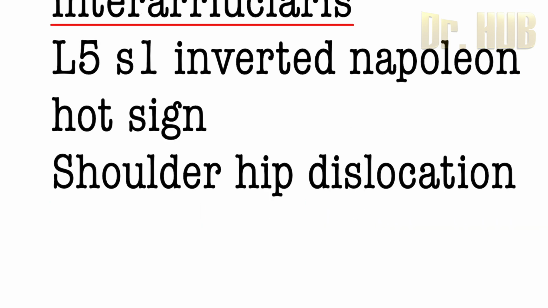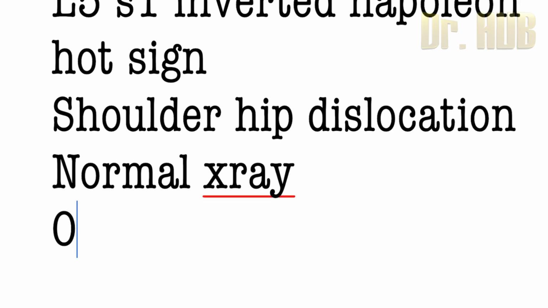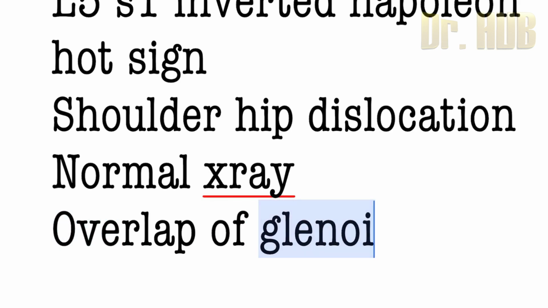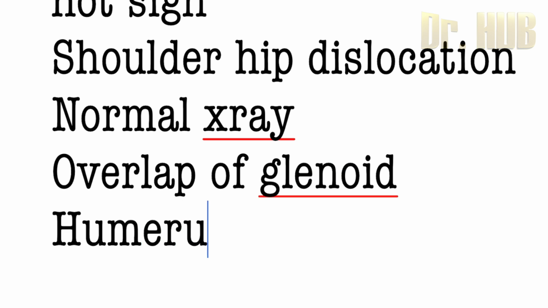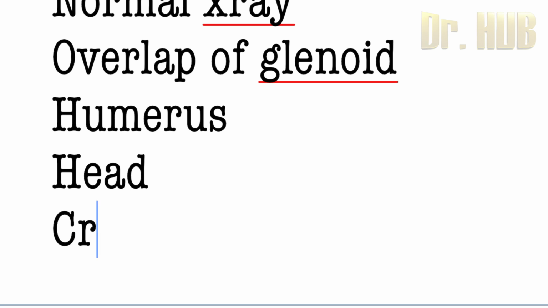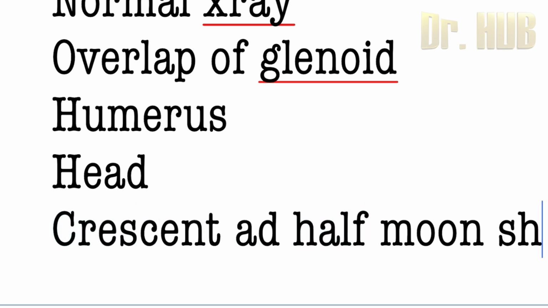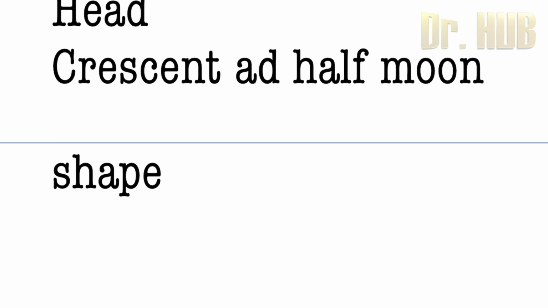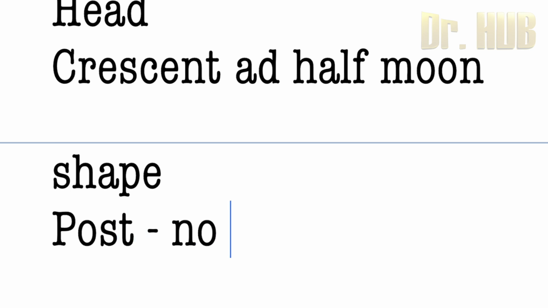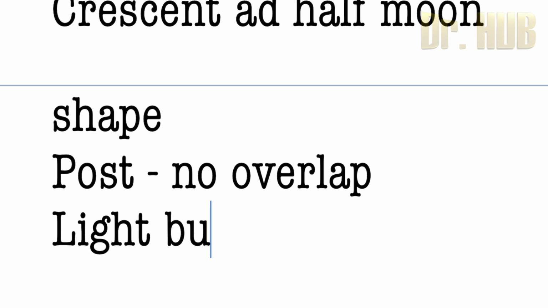Then comes the normal X-ray. It shows the overlap of the glenoid and the humeral head, with a crescent and half moon shape. In the posterior dislocation, there is no overlap and no crescent sign. The humeral head resembles a light bulb.